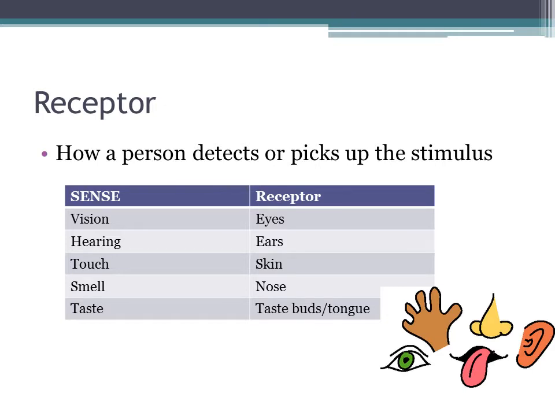Okay, for hearing, it's your ears. For touch, it's your skin. For smell, it is the nose. And then for taste, it's your taste buds, which are located on the tongue.